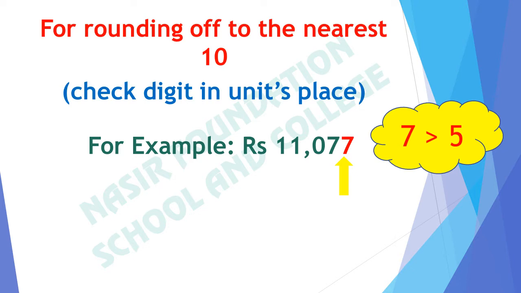Now what will we do now? We will round the digit up, that is in the tens place. 7 will become 8 and the digit on the right hand side will become 0. It means 11,077 rupees will become 11,080 rupees.